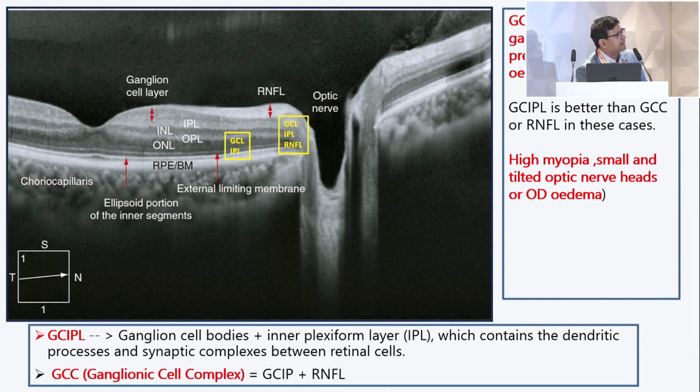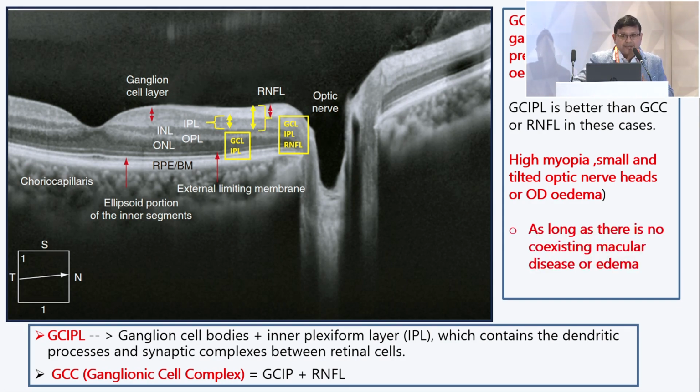Because the axons are getting swollen. Now, when you're measuring GC-IPL, you're actually measuring the GCL, the ganglion cell layer, and the IPL. Whereas, if you're measuring GCC, you're measuring the GCL, IPL, and the RNFL. So maybe GC-IPL is a better parameter than GCC. Some machines give a GCC, for example, the OptiView. Some machines give a GC-IPL, for example, the Zeiss. So in high myopes, small tilted optic discs, optic nerve edema, it is good to measure the GC-IPL.